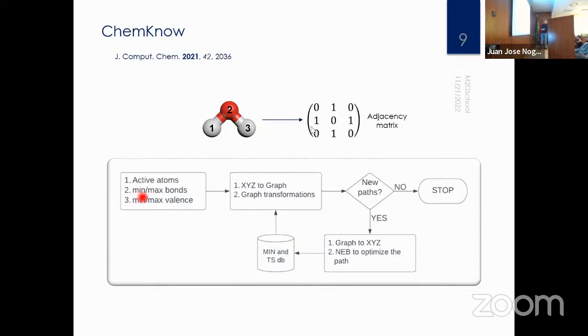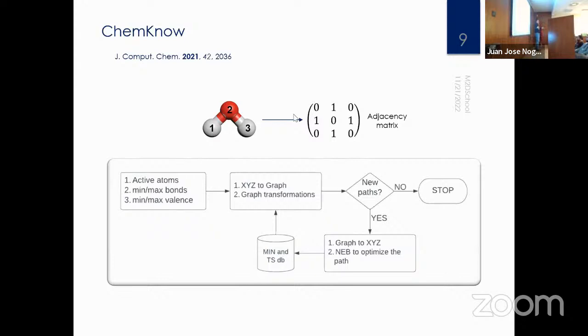And we can also select the minimum and maximum valence of the atoms. You don't want a carbon with 5 bonds, for instance, right? So this is something that you set at the beginning, and then you do all these transformations according to these rules. So as I said, first we transform the geometry into a graph, into an object like this, and then we do the graph transformations according to these rules, and then we find new paths. And finding a new path means we find a new minimum in the system.